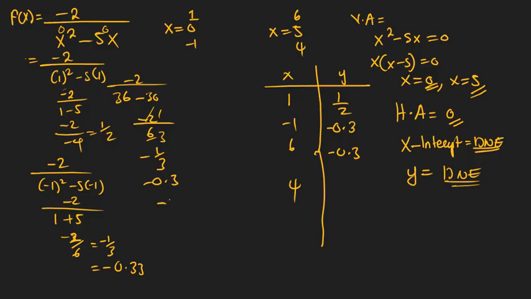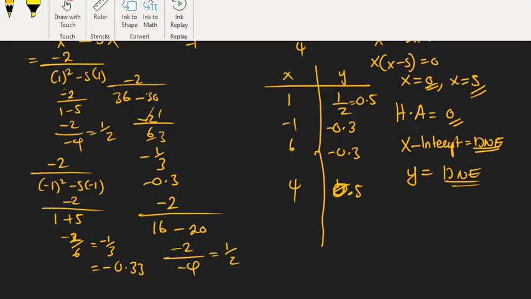If I put a 4 there, I'm going to get 16 here. I'm going to get a 20 here. I'm going to get a 4 there. I'm going to get a 1 over 2 here. So this will be 1 over 2, which is 0.5. Even here, which is just the same as 0.5. I can plot these points.